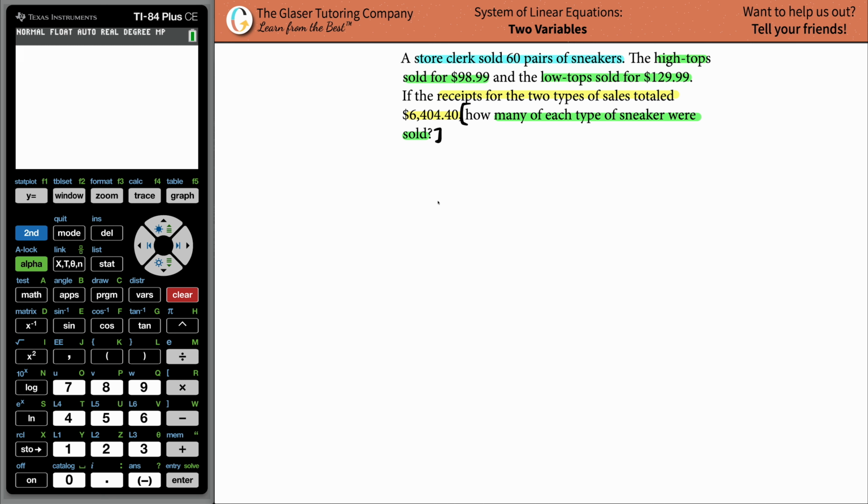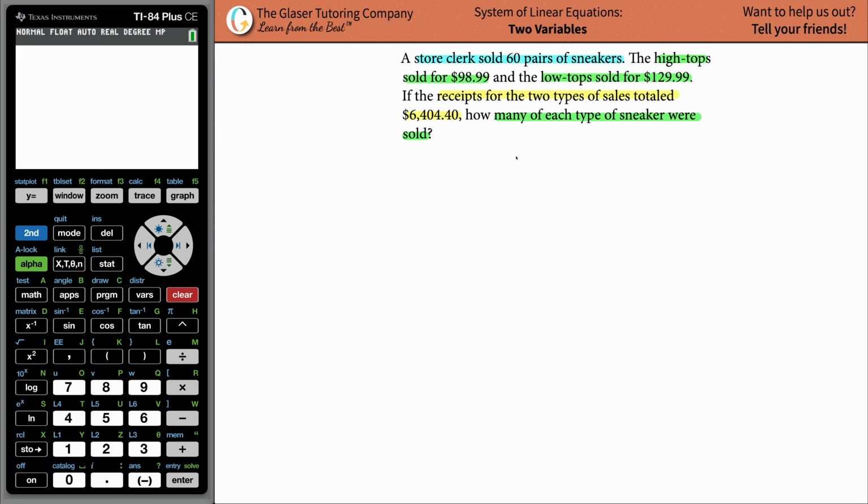A word problem always stems from identifying what the variables are and what they're asking you. The end of the question was, how many of each type of sneaker were sold? So we want to find out the quantity: how many high tops did they sell, and how many low tops did they sell? This is going to be a fun video.